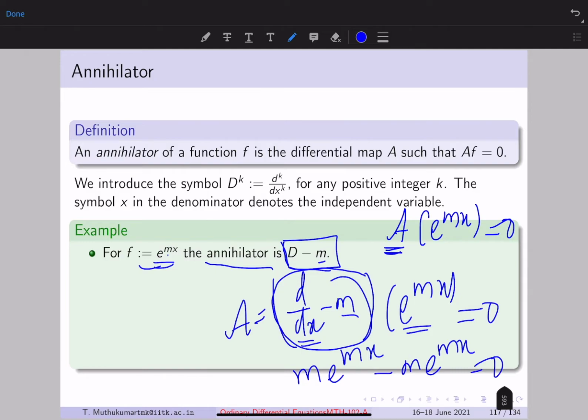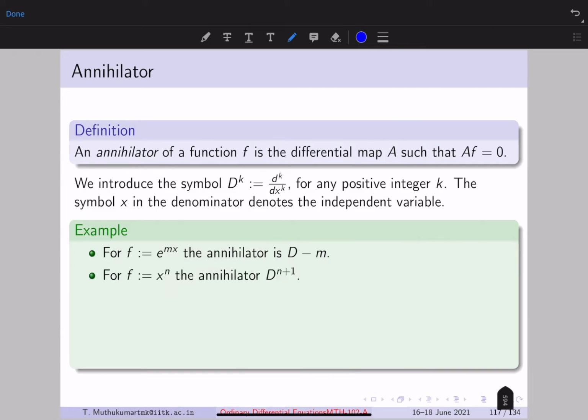So this form of f can be handled when you have a non-homogeneous ODE. Now what about a polynomial x^n? Its annihilator is D^(n+1). You know that if I differentiate it n times, you will get a constant function. If you differentiate it n plus 1 times, you are going to get 0. So the annihilator is D^(n+1). This is another class of function where you can find the annihilator, which is why we had special cases of f in the previous slide. For some classes of functions like this, it is easy to find the annihilator.